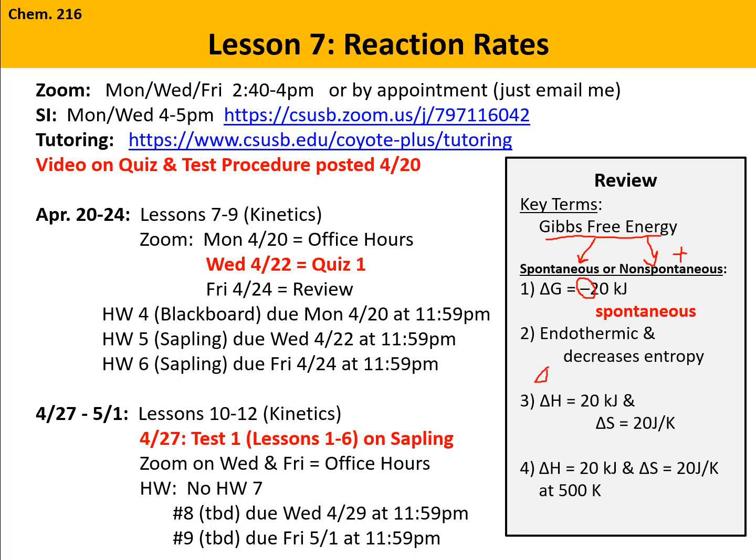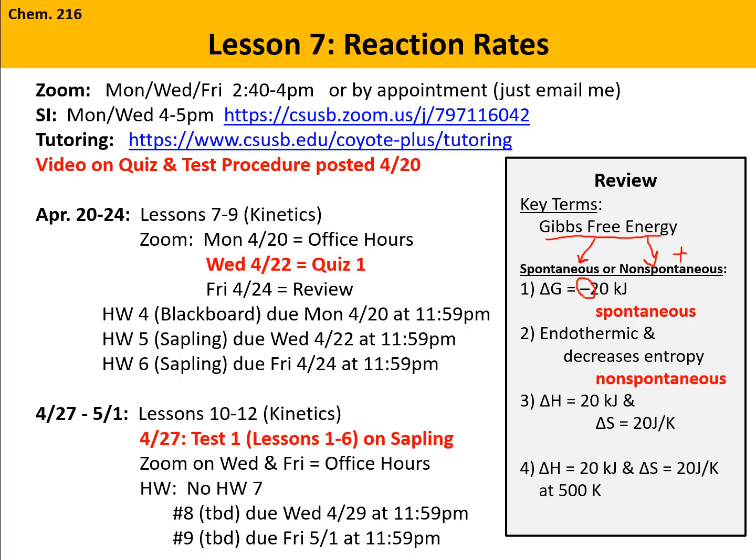Okay, what about if something is endothermic and decreases entropy? For this, we need to remember that delta G equals delta H minus T delta S. If it's endothermic, that means delta H is positive. And if it decreases entropy, that means delta S is negative. So a positive minus a negative is going to give me something that is always positive. And if it's always positive, that means it's going to be non-spontaneous.